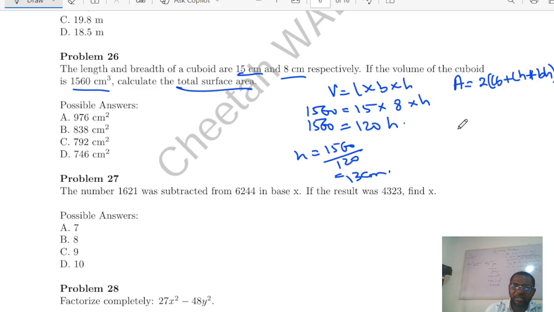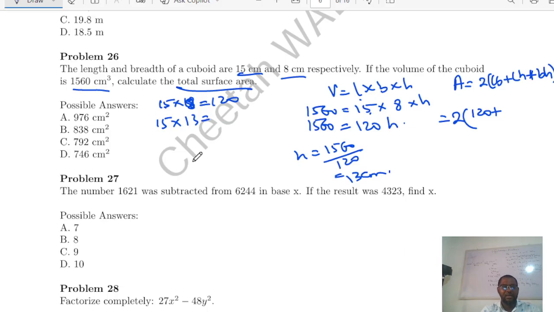So in a cuboid, this is going to be 2 into length times breadth. Okay, let's see, length times breadth is 15 times 8. We already got that to be 120, so I'm going to put 120 here. Length times height. Length is 15, height now is 13. So 15 times 13. Let me use my calculator here. 15 times 13 is 195. So I'm going to put 195 here.